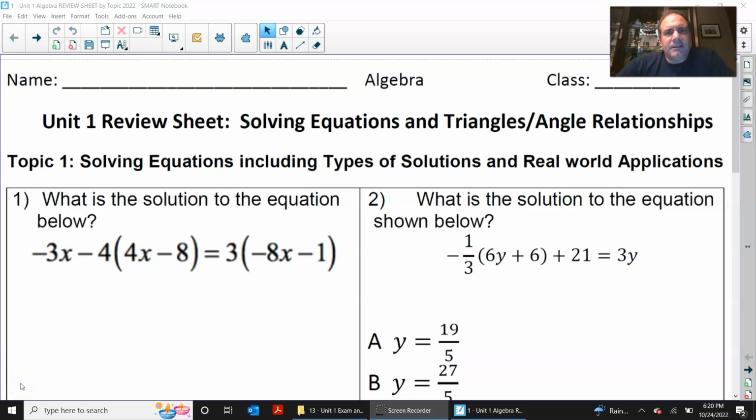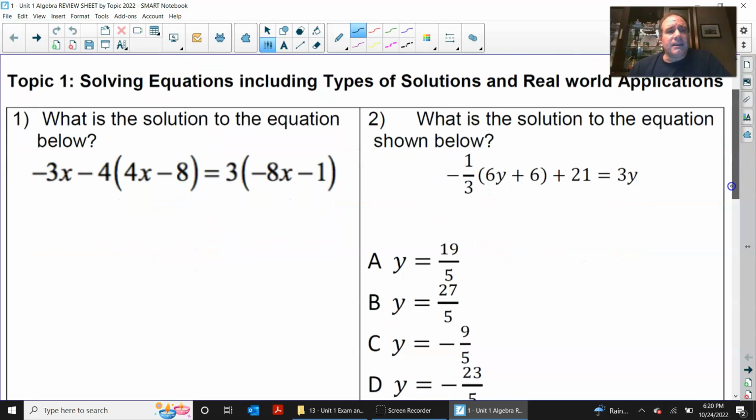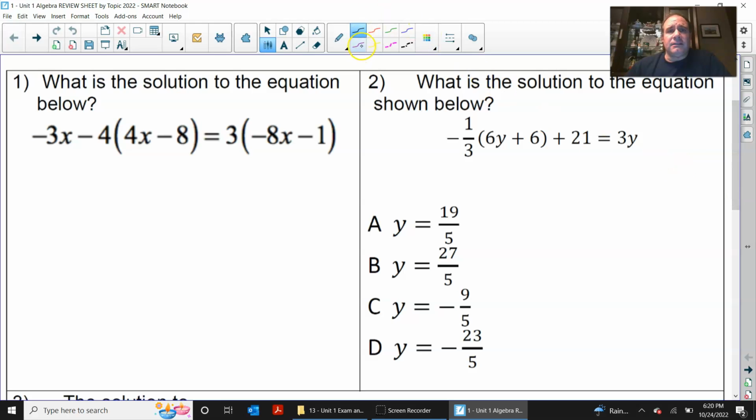Hello everyone, this is the Algebra 1 Unit 1 review sheet, and we're going to get right to it with number 1. If at any time you want to try these on your own, or you're just watching this to check to see if your work is correct, just go ahead and pause and come back and look at your answers and check it out that way.